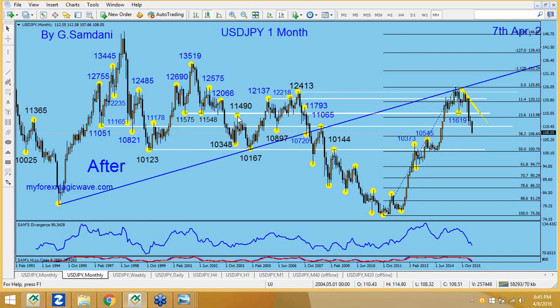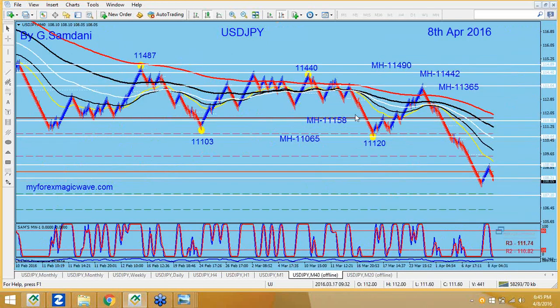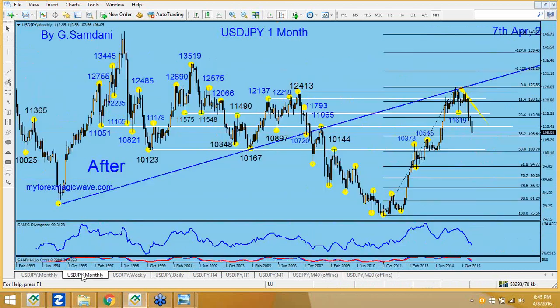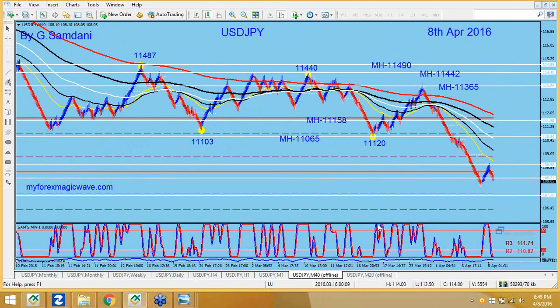Then I go and say this is a very good number, 114.90. So I go to the 40-minute chart and I mark 114.90 here. And we had a beautiful trade here because of that. Then again, I have this number here, 111.65, right? And so I mark 111.65 somewhere here, and 111.58.